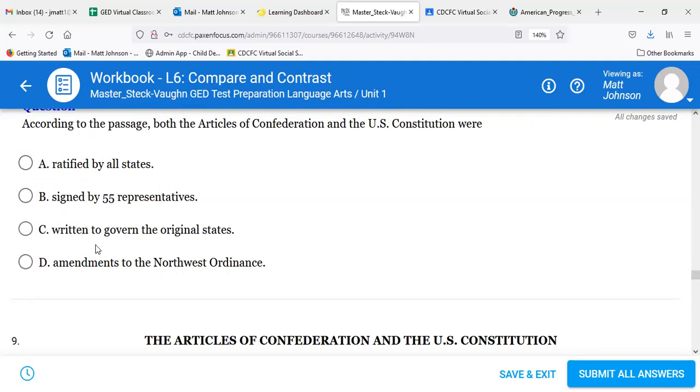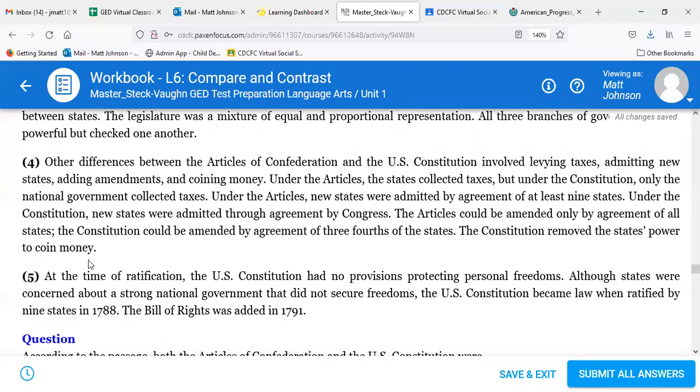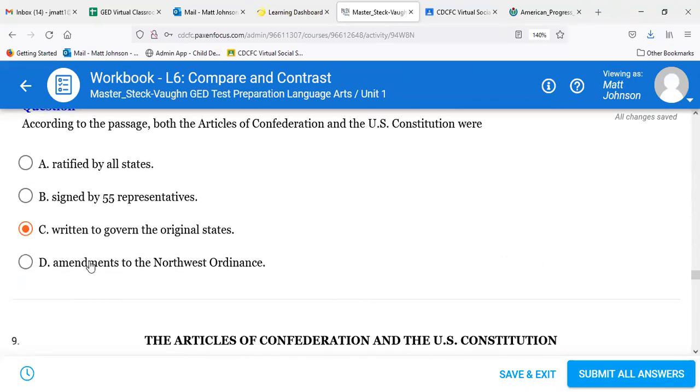And that's not really explicitly stated, right? But we can eliminate the other ones. So both of them were not signed by 55 representatives. Both were not ratified by all the states. It was just 9 for the U.S. Constitution. And then not really anything about the Northwest Ordinance here, other than it was mentioned in the beginning. So C as in cat for number 8.